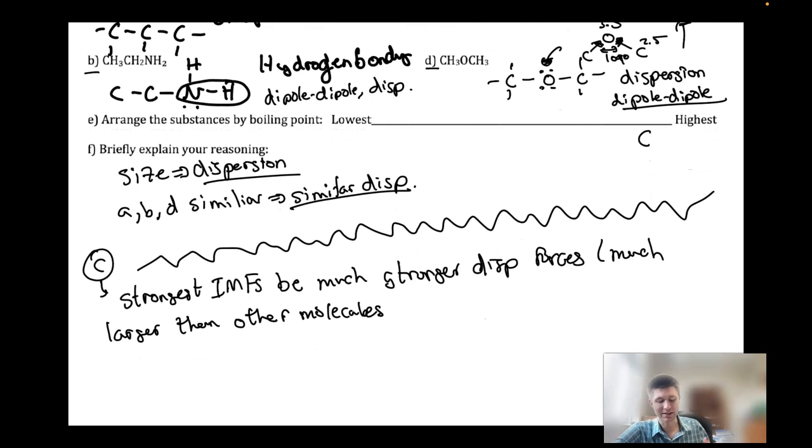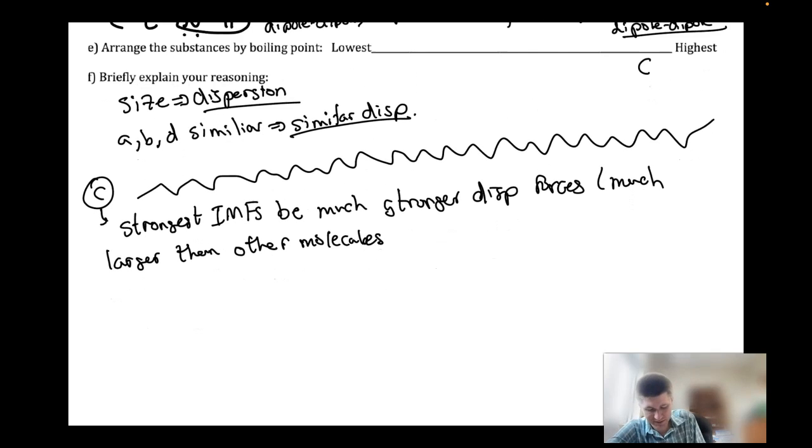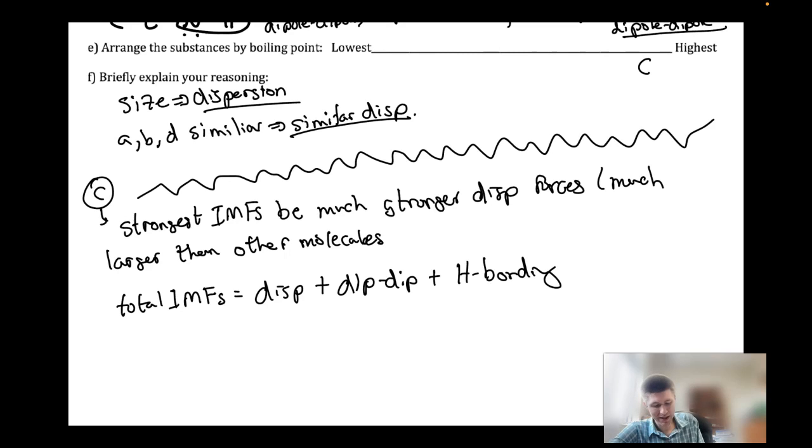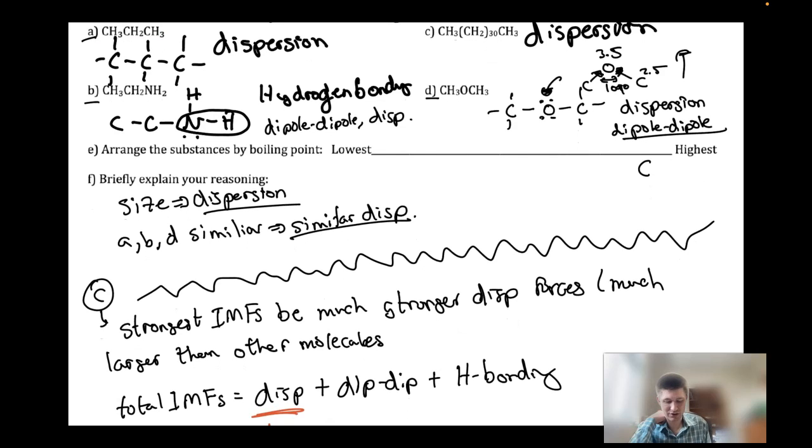Now for A, B, and D, since we have similar dispersion forces, the total IMFs is going to be dispersion plus dipole-dipole plus hydrogen bonding. So for A, B, and D, they all have pretty similar dispersion forces, so that factor is going to basically cancel out. In that case, since the dispersion forces are roughly equal, it's these extra dipole-dipole and hydrogen bonding forces that are going to make the difference. So now, when I compare those, A has just dispersion forces. It doesn't have any of these extra forces, so that's going to make A have the lowest boiling point.